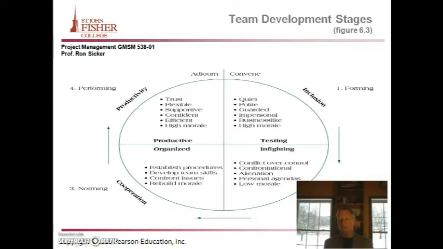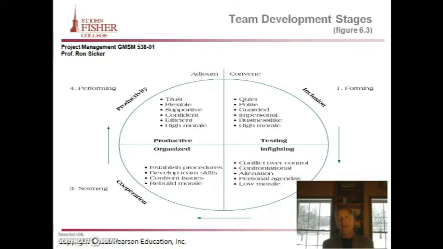Then they start storming. And that's when people start fighting for control. You start little cliques forming. People are starting to polarize from one another. People are joining forces. There's conflict over control. There's alienation. People are starting to form opinions of one another. This person is not going to be helpful. This person isn't very smart. This person isn't very productive, etc.